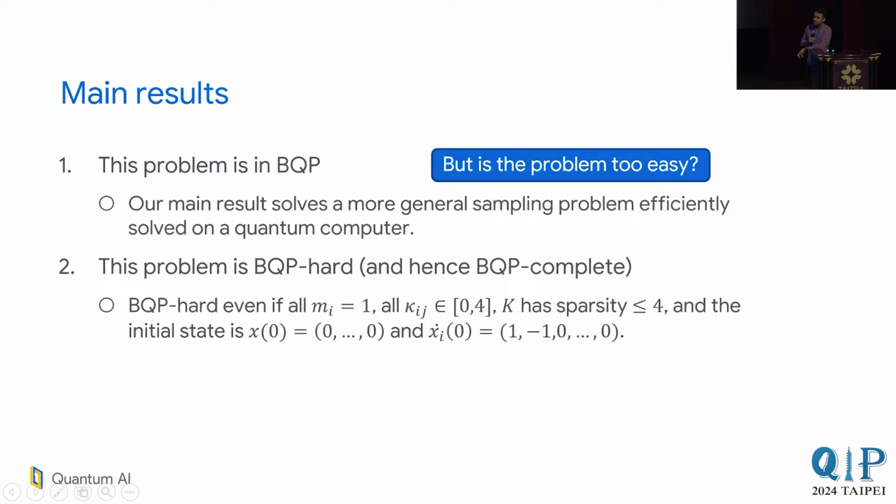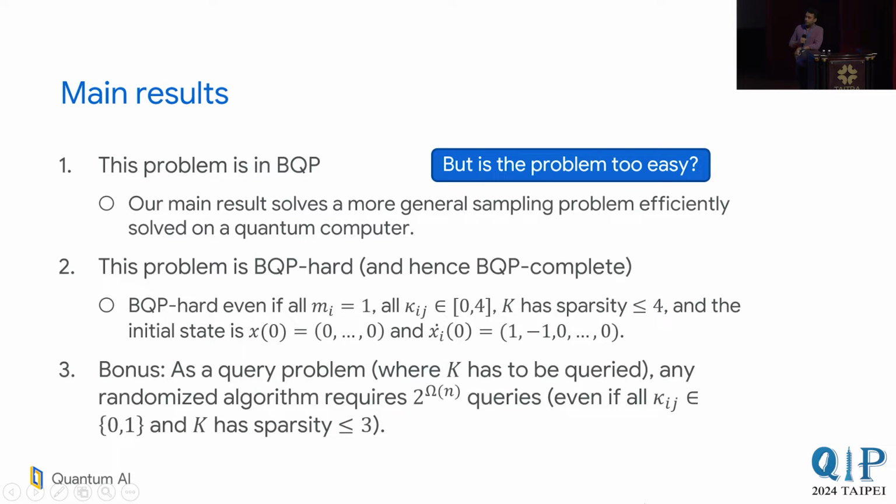In fact, the problem remains hard even if we add further constraints. So these are just some examples of constraints you can add. Like you can say all the masses are the same, all the spring constants are between 0 and 4, the connectivity is really sparse, every ball is connected to at most 4 other balls, everybody starts out at rest, and only 2 balls have non-zero velocity. Even with all of these extra conditions, the problem still remains hard. It captures the power of quantum computing.